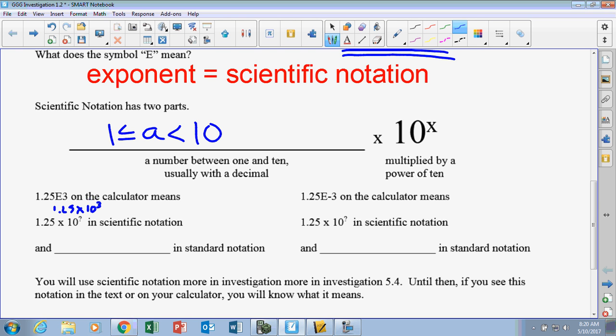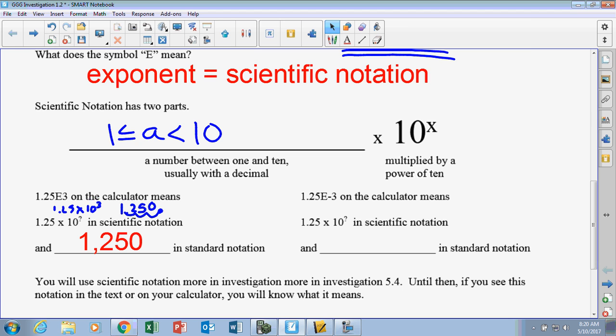Which means if I take that number and they want the actual number, I have to move 3 decimal places to the right. 1, 2, and if I put the decimal here, this becomes a 0. So that number is actually 1,250, written in scientific notation form.